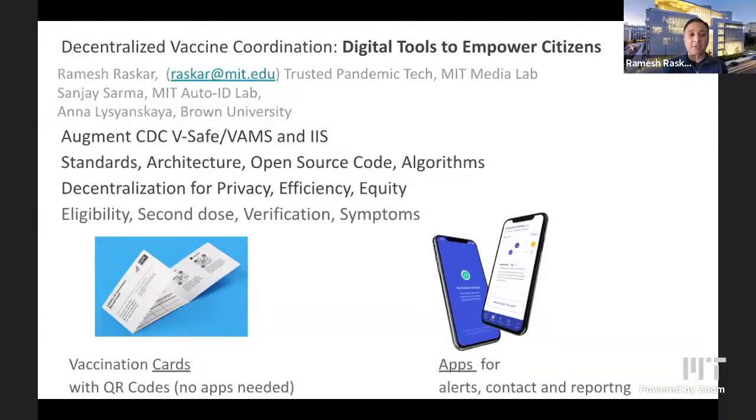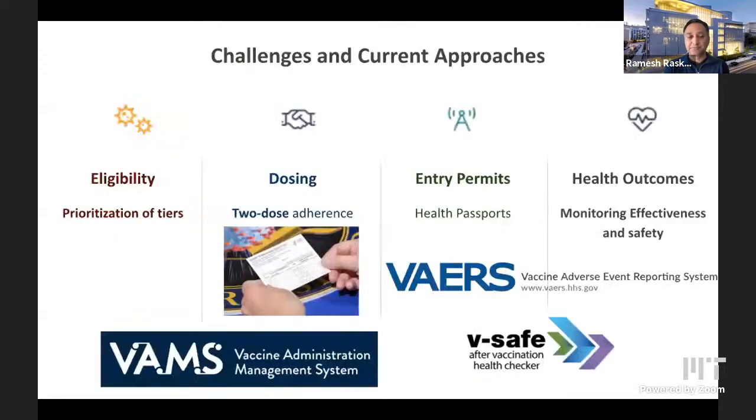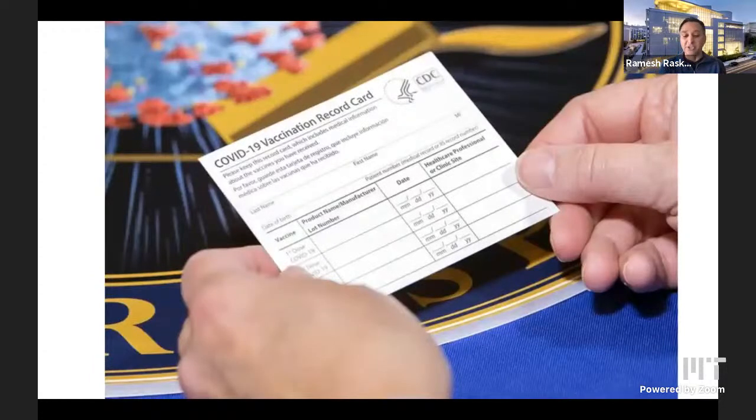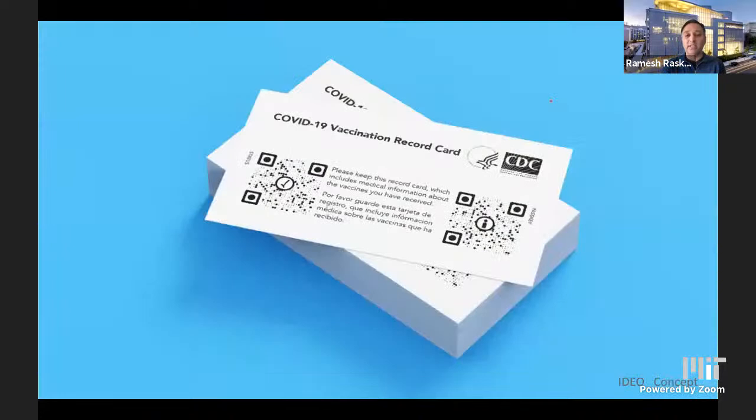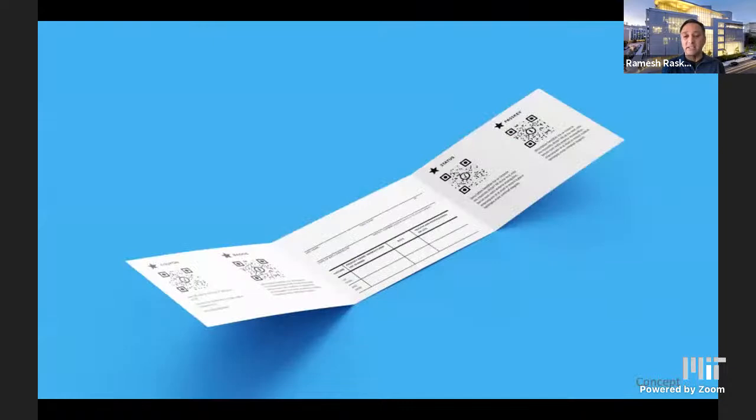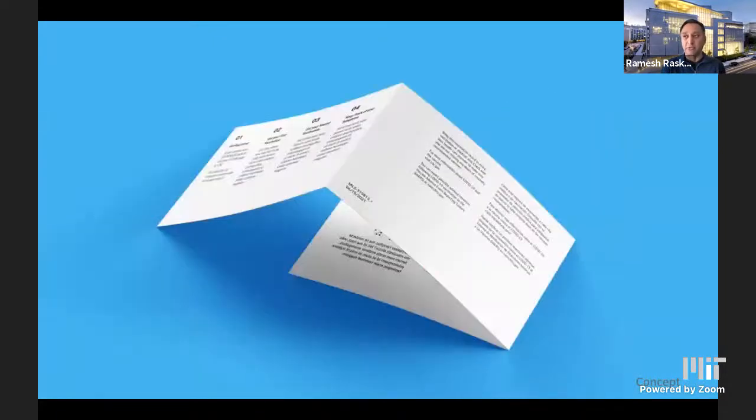So myself, Sanjay Sharma, and Lazinskaya have been working on this protocol that could augment the existing CDC, VSafe, VAMS, and IIS systems, either by using paper credentials or by using apps. And for these four major problems we have, eligibility, dosing, entry permits, and health monitoring, there are existing systems at the federal and the state level. The question is, do we have an opportunity to augment such cards? And working with IDEO, we think a new human-centered design approach can dramatically improve the vaccination rollout workflows.